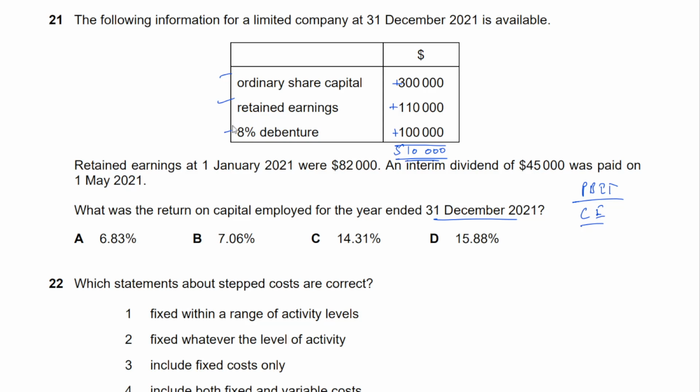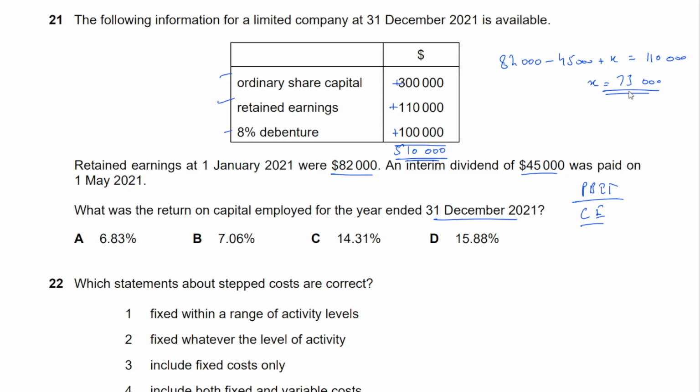okay, interesting. The retained earnings at the beginning is given to us. This was paid as a dividend. That should reduce the retained earnings. Profit for the year, we don't know about it. Should increase the retained earnings. And after all that happened, our retained earnings had 110,000. To find x, we will do some basic maths. 110 minus 82 plus 45. That's 73. That must be the profit.